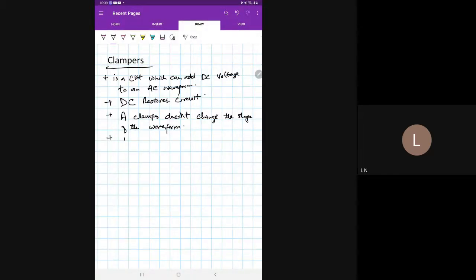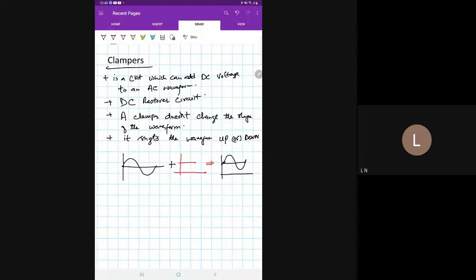Then what does it do? It only shifts the waveform up or down, क्योंकि आपको पता है, if it is adding some kind of DC voltage, I said that it is a circuit which can add DC voltage to an AC waveform. So we have an AC waveform which is not having any kind of DC voltage in it, so it adds some DC voltage to the AC waveform and makes it shifted AC. Shifted AC means with some DC portion or DC amount present in the AC waveform. Therefore, it is also known as DC restorer circuit.